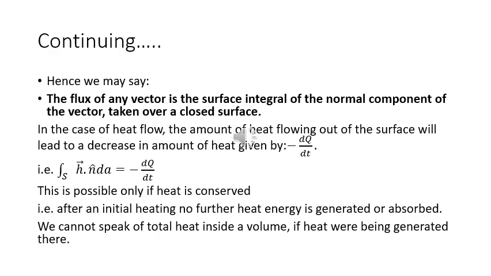In the case of heat flow, the amount of heat flowing out of the surface will lead to a decrease in the amount of heat given by minus dq by dt. That is, the integral over S of H dot N dA is equal to minus dq by dt. This is possible only if heat is conserved. That is, after an initial heating, no further heat energy is generated or absorbed. We cannot speak of a total heat inside a volume if the heat were being generated.